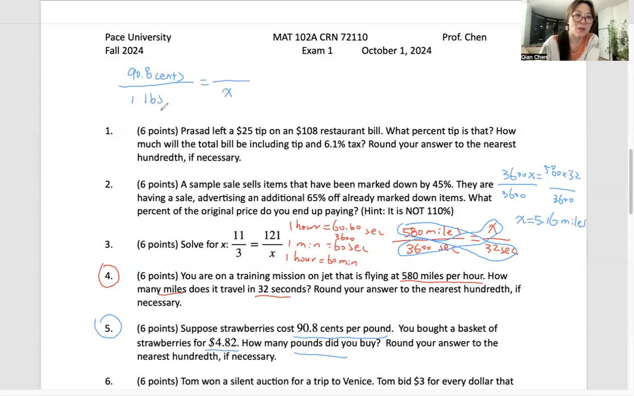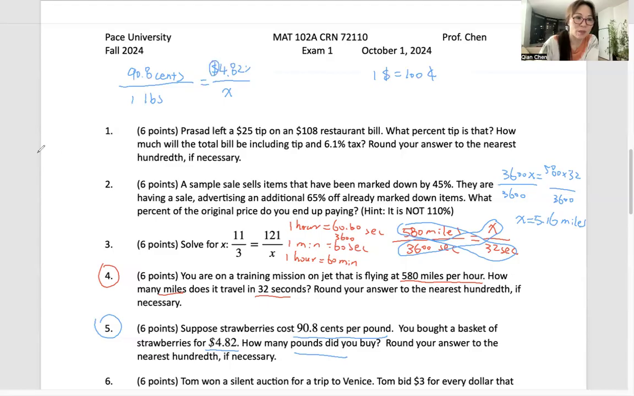Because the pounds are on the bottom, we put an x on the bottom. And you spend $4.82. Again, we have cents and we have dollars, so we need to convert dollars into cents. How do we do that? Remember, $1 equals 100 cents. So that means we need to multiply this by 100.